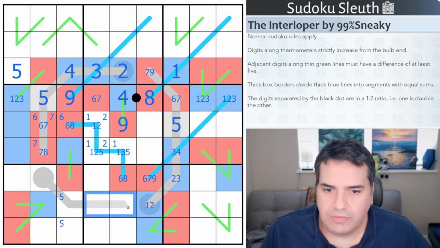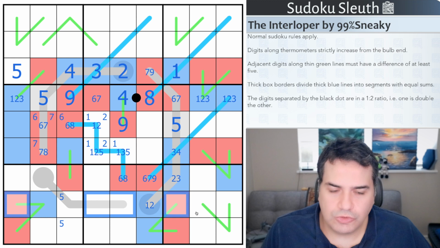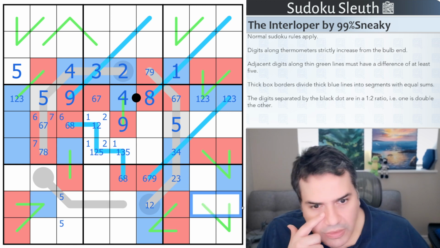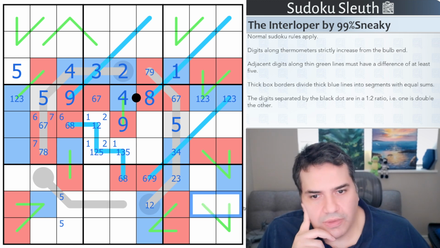If that's a 5, these would be 2 high digits. I'm not seeing the problem with that. That'd be 1, 2, 3, 4 low digits. Sorry, 4 high digits. These would be low. Again, I'm not seeing the problem with any of that.